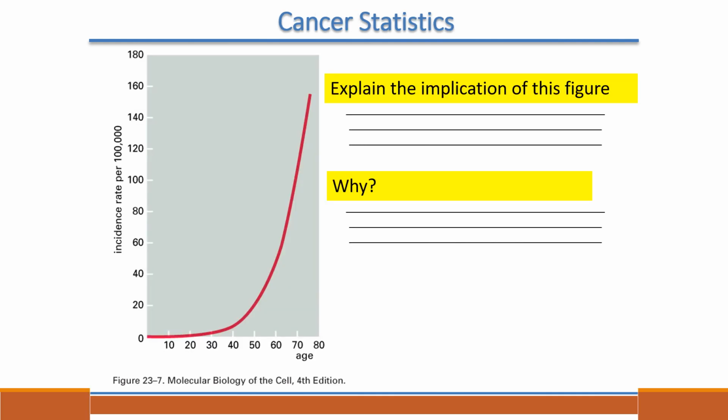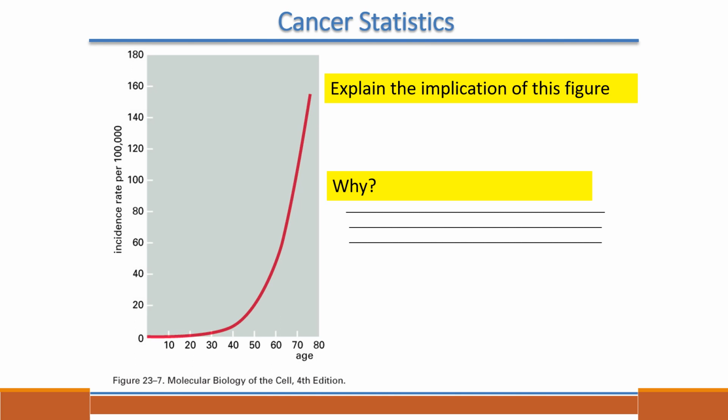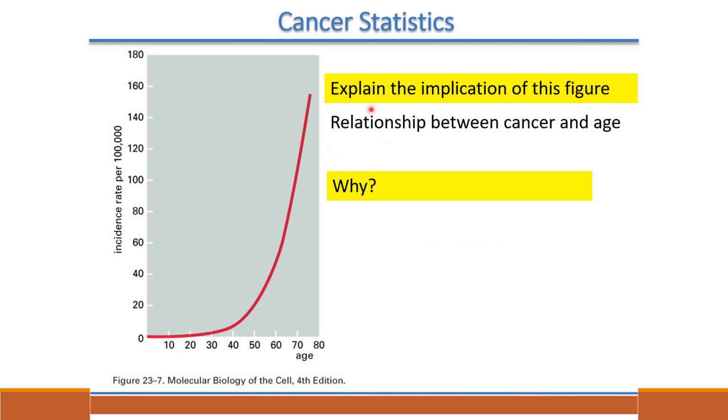Okay, now I want you to know the statistics and everything. I want you to try to explain this figure to me. Yeah, so here you have the incidence, the rate of cancer, and here you have the age. So you see that there is an increase with the age. I want you to explain the implication of this figure and explain why this is happening. So take some time and write your answer there.